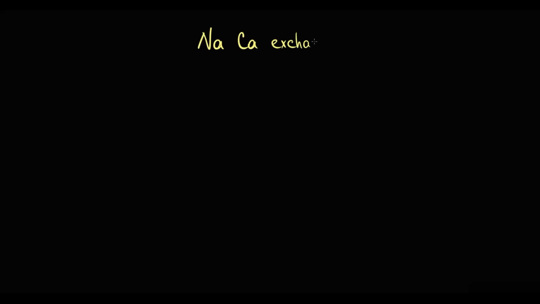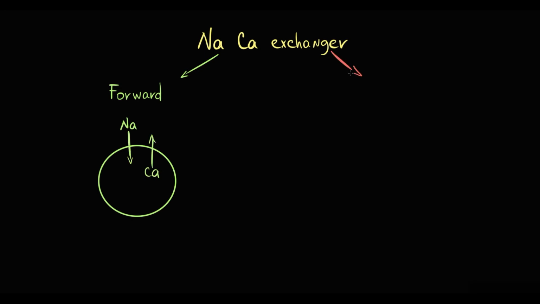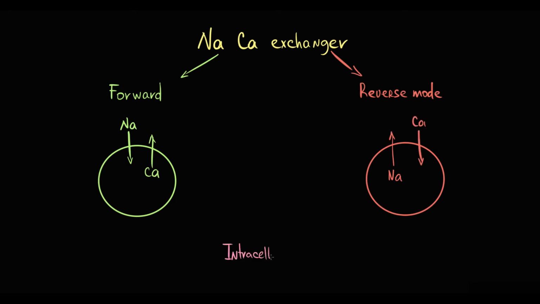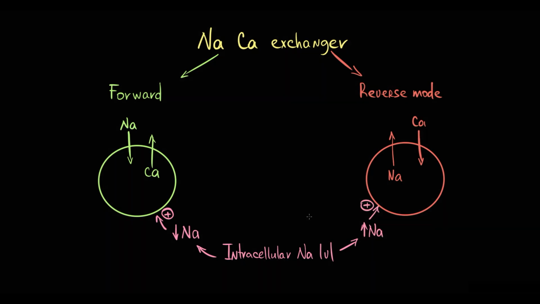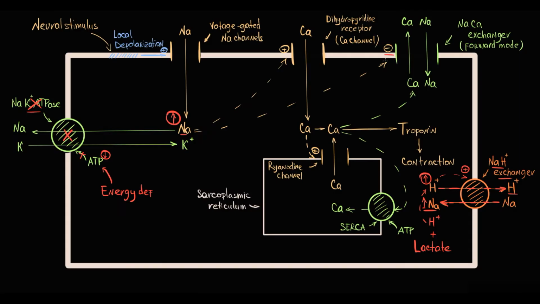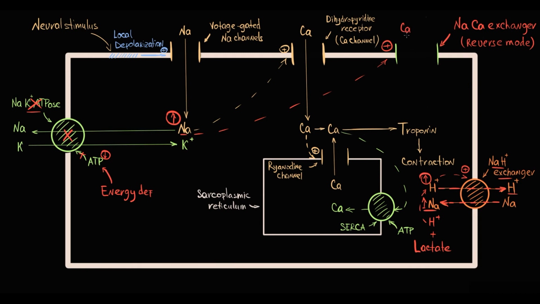Recall that sodium-calcium exchanger can transport calcium in exchange of sodium in both directions, and the factor that determines in which direction sodium-calcium exchanger is working is intracellular sodium level. Sodium inhibits forward mode on sodium-calcium exchanger, and with huge increase in intracellular sodium level, sodium-calcium exchanger begins to work in reverse mode. And in reverse mode, sodium-calcium exchanger transports calcium ions into the cell and sodium ions out of the cell. As a result, calcium accumulates inside the cell.